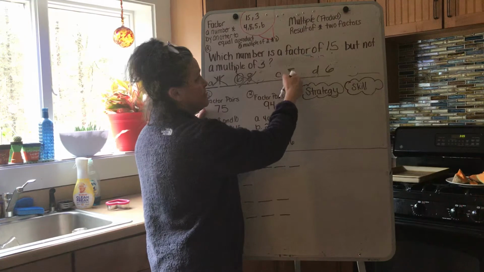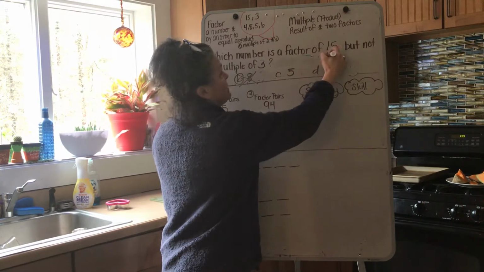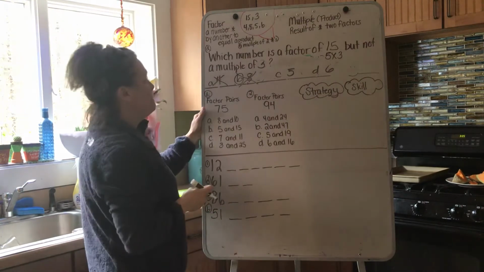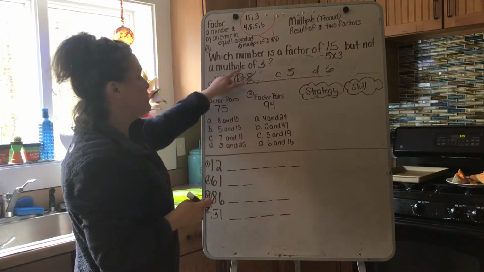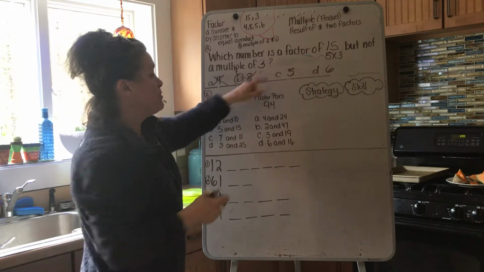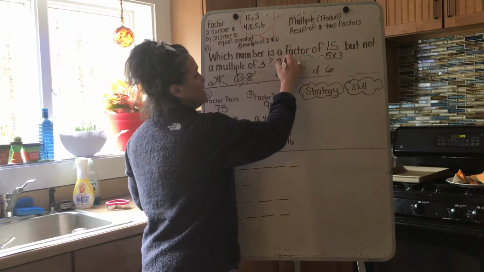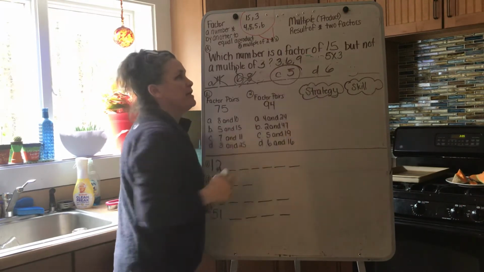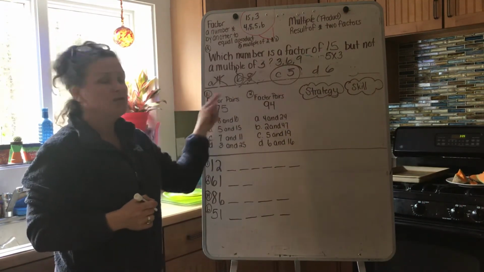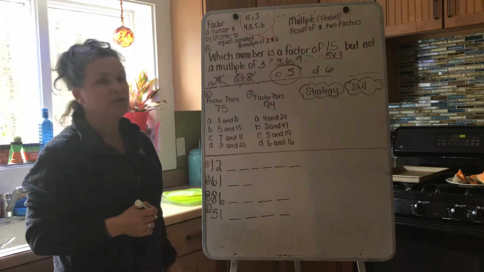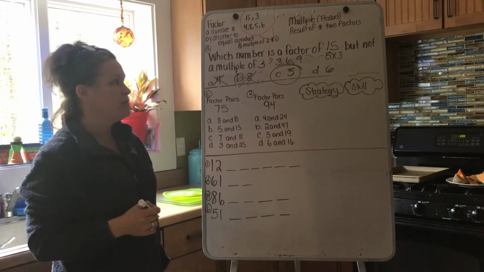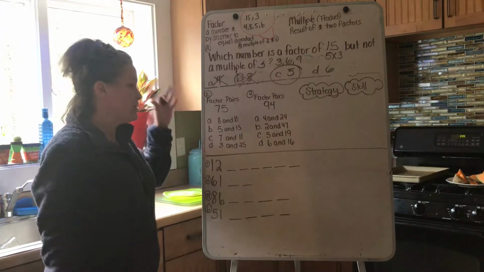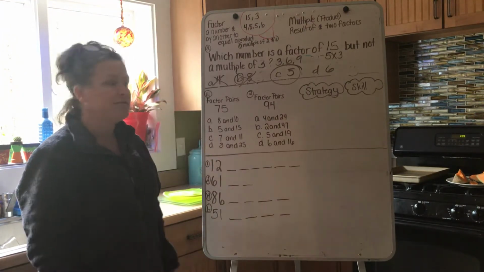How about 5? Is 5 a factor of 15? Yes, because 5 times 3 equals 15. But it is not a multiple of 3. Is 5 a multiple of 3? Let's see. 3, 6, 9. It is not. So then we have our correct answer. So by checking each one, not just guessing, I can get to the correct answer. All right, good luck with that page. If you want to pause and try it now, you can do that. Or you can just listen to the whole thing and come back to it if you need it.